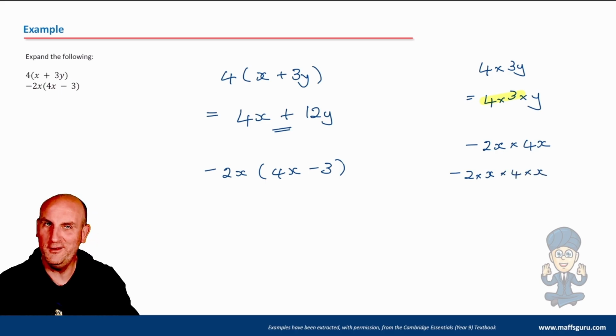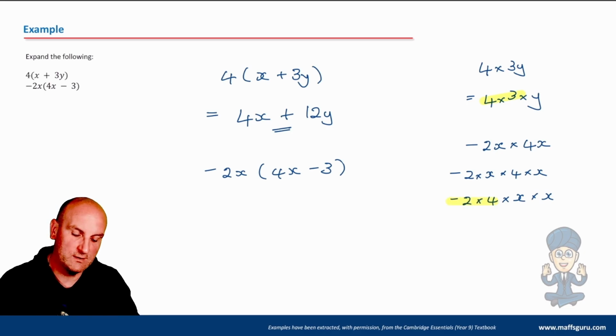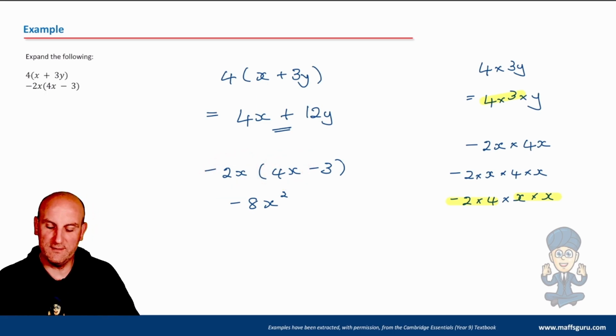Ah, hold on. Previous video. Put all the numbers together, put the letters together. Okay, so minus 2 times 4 times x times x. Well, okay, now I can do this. Well, I know that minus 2 times 4 gives me minus 8. And I know that x times x is x with a floaty 2. Ka-ching! Come on, we can do this. What about the next one?